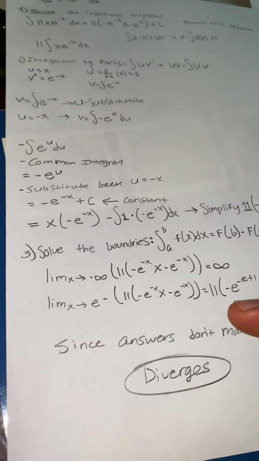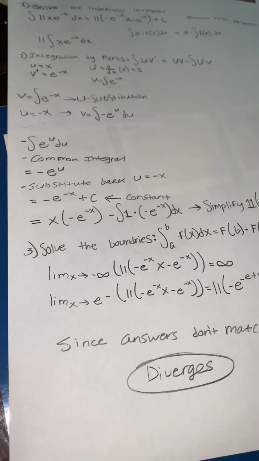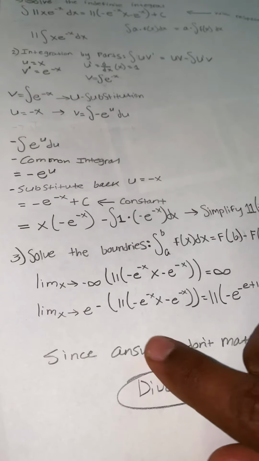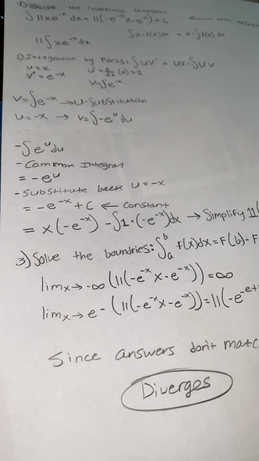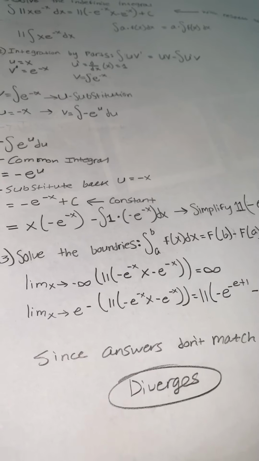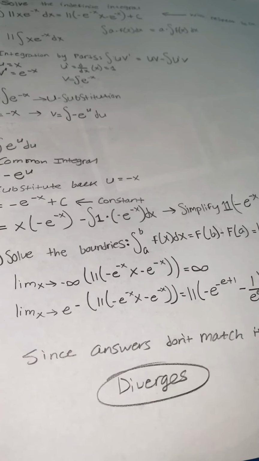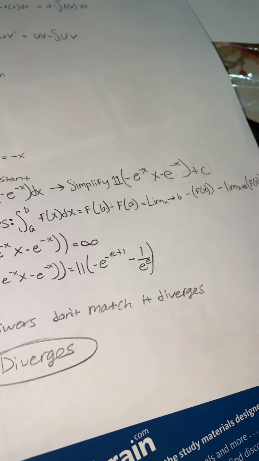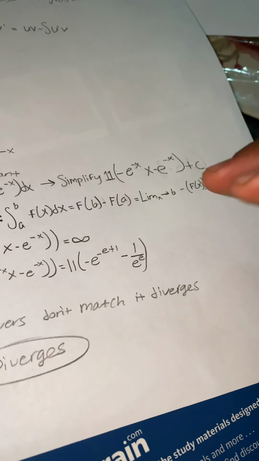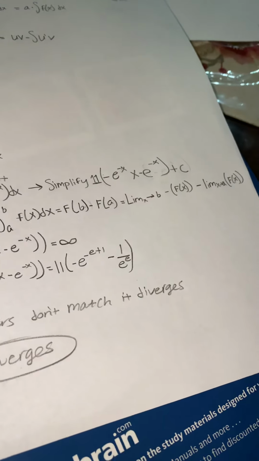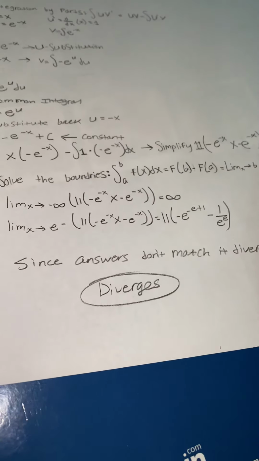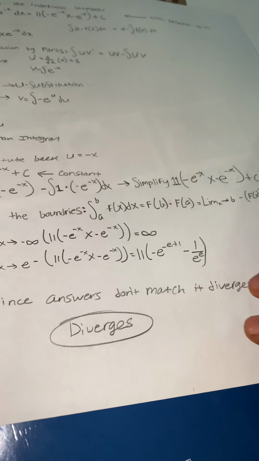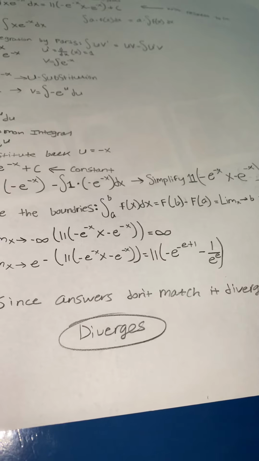And if we're solving for the boundary of the limit as x goes to e, we're doing 11 times negative e to the power of negative x minus e to the power of negative x, which is equal to 11 times negative e to the power of negative e plus 1 minus 1 over e to the power of e. So since the answers don't match, that means the answer to this one is divergent.